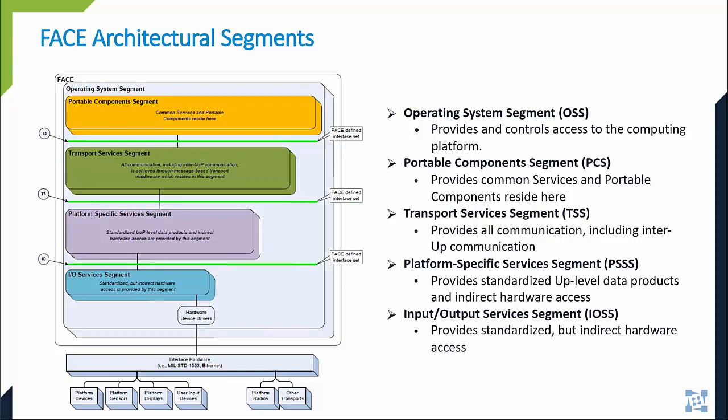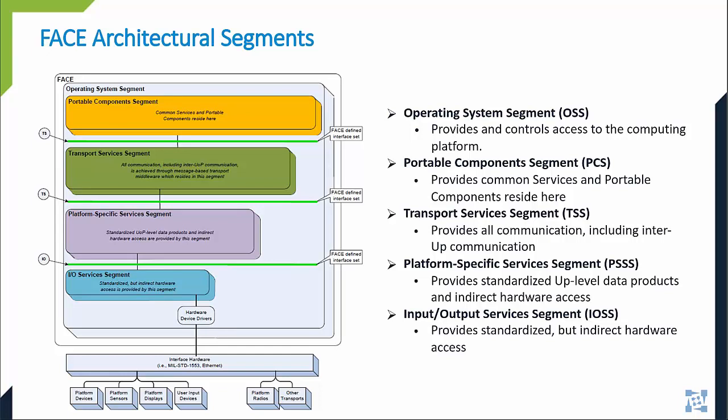The portable component segment hosts software components that provide logic capabilities, which are not tied to any data transport or operating system, such as Collins Aerospace Mission Flight Management Software or localizer performance and vertical guidance calculators. Now, the transport services segment is comprised of communication services.